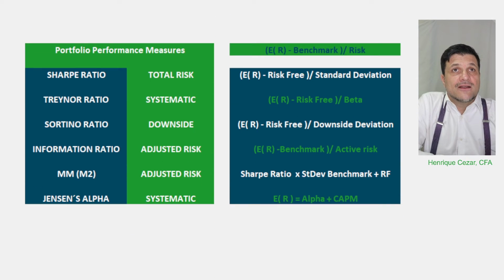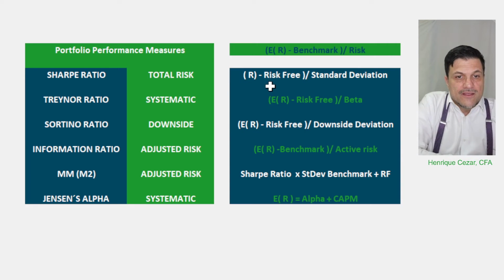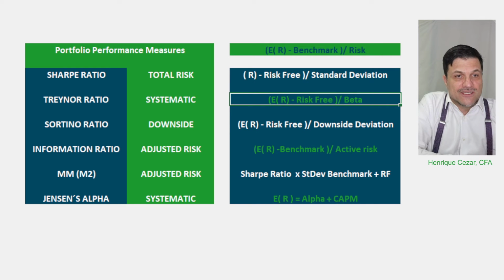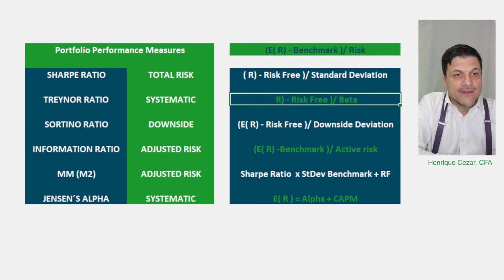So of all of those ratios, there you go. Let's do a little summary here. We have the Sharpe ratio, which is a measurement of total risk, and the formula is the return. Let's put that E out of there. It's the return minus the risk-free rate, right? And divided by the standard deviation, okay?